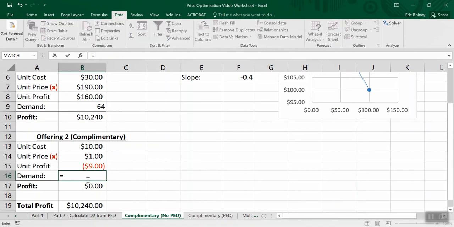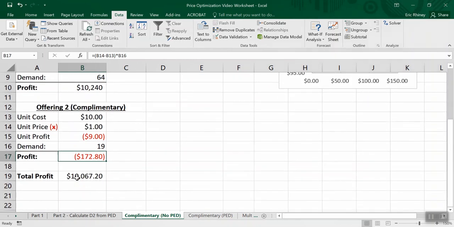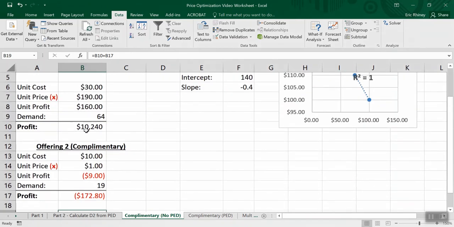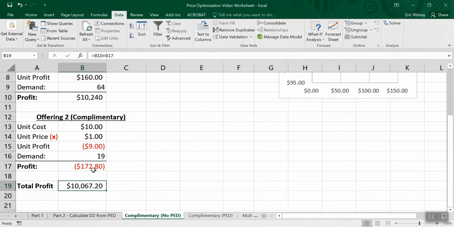We just say equals 30% times our demand of our first offering. Okay, so 30% right now of 64 gives us 19 customers if we're looking at restaurant, and then we can calculate our profit. Now the other thing we need to add in, and I've already done it here, is a total profit. This total profit is just adding up our profit from our first offering and our profit from our second offering. And that gives us this total overall profit.